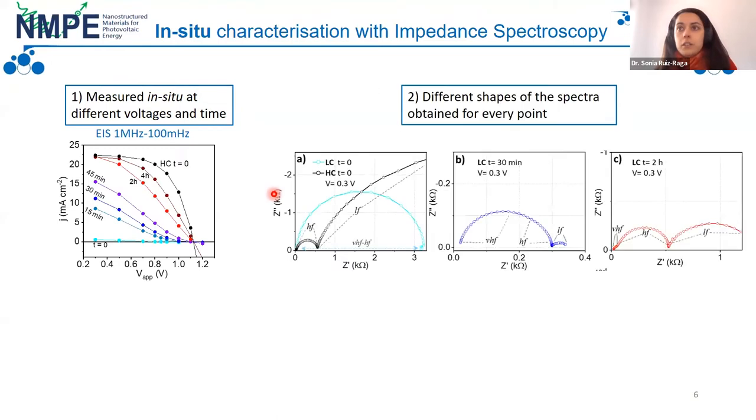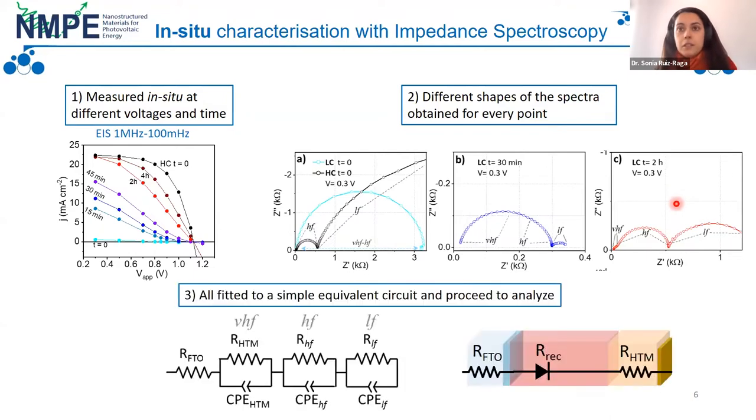With that, we got different Nyquist plots from the impedance spectra that look very different depending on whether they were collected at the initial times or on the highly doped sample. And we have to analyze them. The equivalent circuit chosen to analyze it is a very simple one because we don't want to get too deeply into the complicated equivalent circuits on perovskites. We can get enough information just by using a very simple circuit.